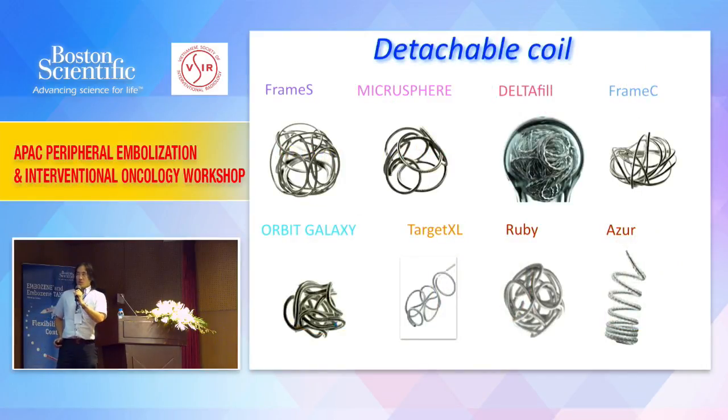So now in Japan, we can use many neuro coils for peripheral intervention. So there are many detachable coils. This kind of coil is very soft and has no fiber on the bare coil. And we can easily remove the coil if it is in a suboptimal location.